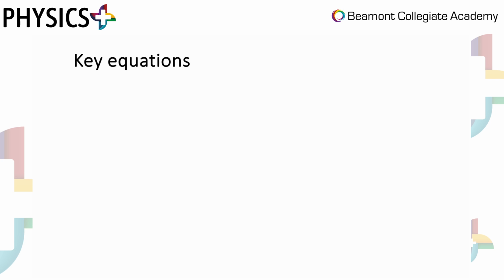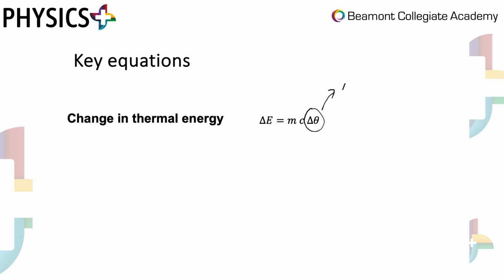Key equations. For this topic, it'll be important to know two. Change in thermal energy: delta E equals M times C times delta theta. Delta E being change in energy, M mass, C specific heat capacity, and delta theta being change in temperature. Sometimes I would write this as delta T.